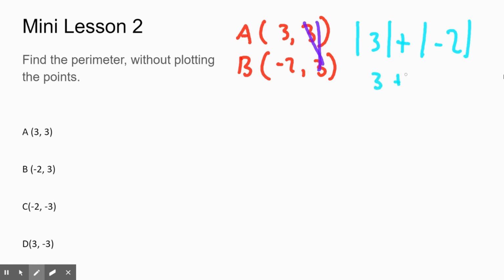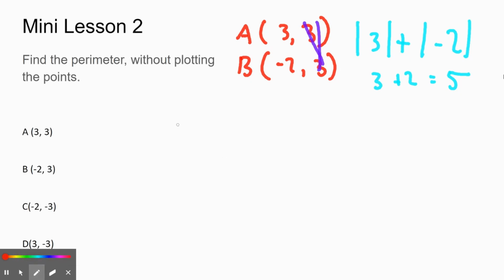So we have 3 plus 2, which is equal to 5. So the distance from A to B is just going to be 5. We already know that because we did it the other way as well, but you'll notice that was a lot faster than plotting your points and making your graph and doing all that stuff. This whole thing is just for speed.